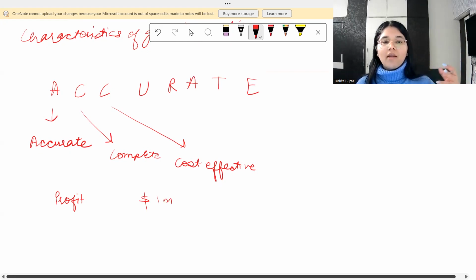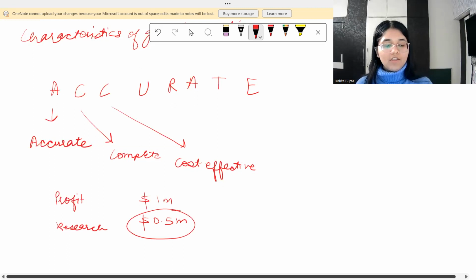Even if I'm doing some market research, I will have to spend money on that market research. So basically, to obtain good information, I'm spending that money. So probably I have ordered a research, and the research apparently will cost me $0.5 million. Now, with the good information that I get out of this research, my profits are only going up by $0.3 million. So is this cost effective?